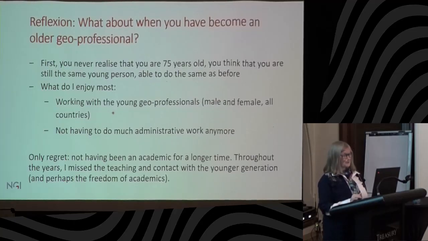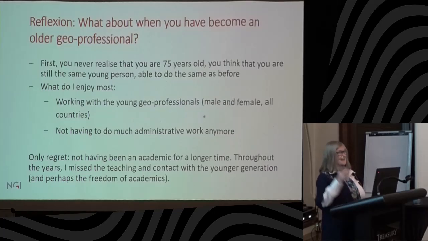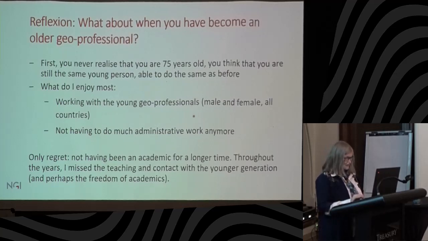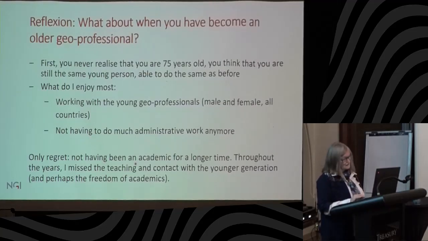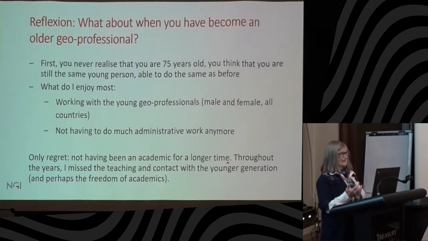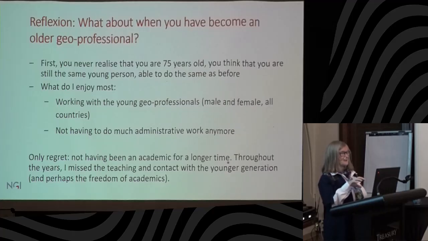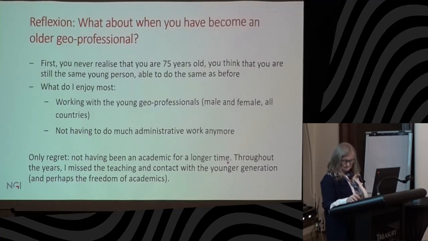But what I enjoy most is working with young geoprofessionals, because they have all kinds of ideas and enthusiasm, and that's very rewarding. Then I can contribute a few things with my experience. And I enjoy not having to do all the administrative work I used to do before. Perhaps the only regret is not having been an academic for a longer time. As you could see, I enjoy lecturing. I've always enjoyed teaching, and contact with younger people keeps you younger than what I do now, running from one project to the other.